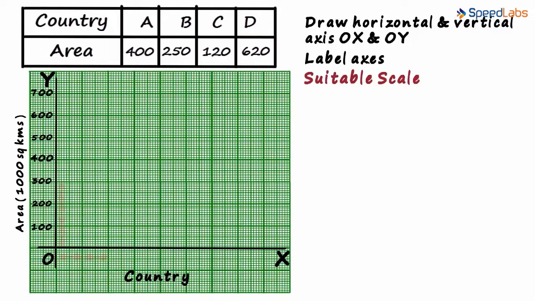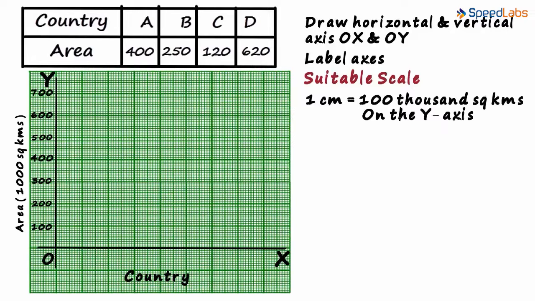The distance between any 2 continuous thick bars on a graph paper is 1 centimeter. And every centimeter is divided into 10 equal parts, each part being 1 millimeter long. So the scale we have chosen here is 1 centimeter is equal to 100,000 square kilometers on the y-axis. It means that every centimeter on the y-axis is 100,000 square kilometers. And we have the countries A, B, C and D on the x-axis. We are done with the difficult part and we are all set to make appropriate bars for each country.